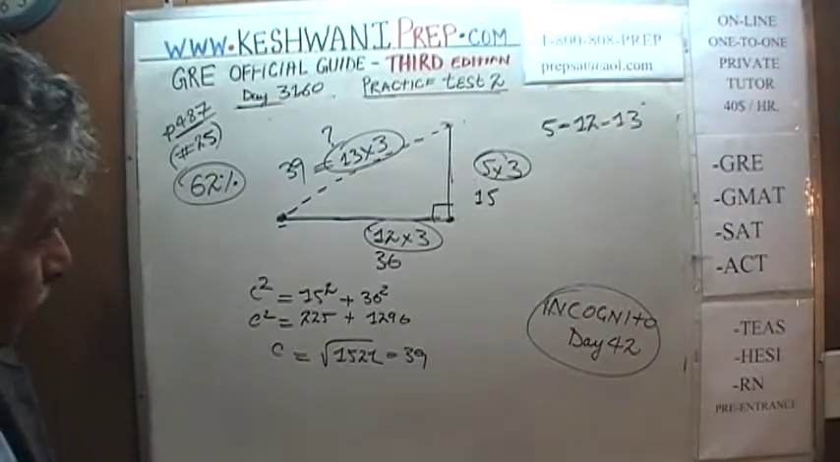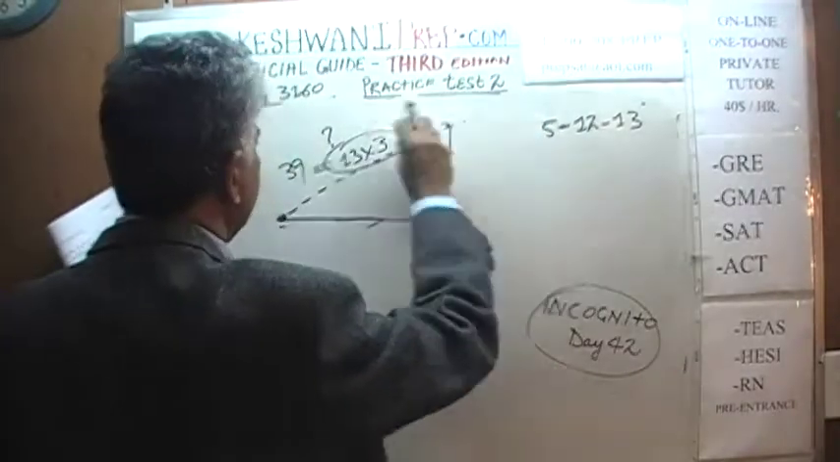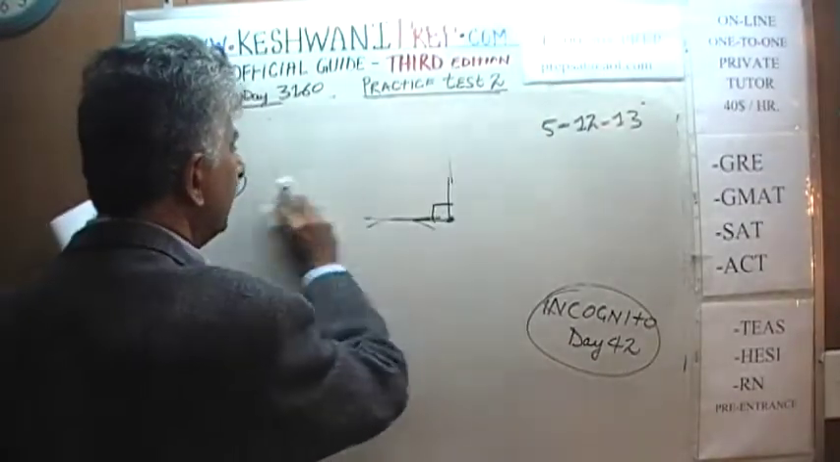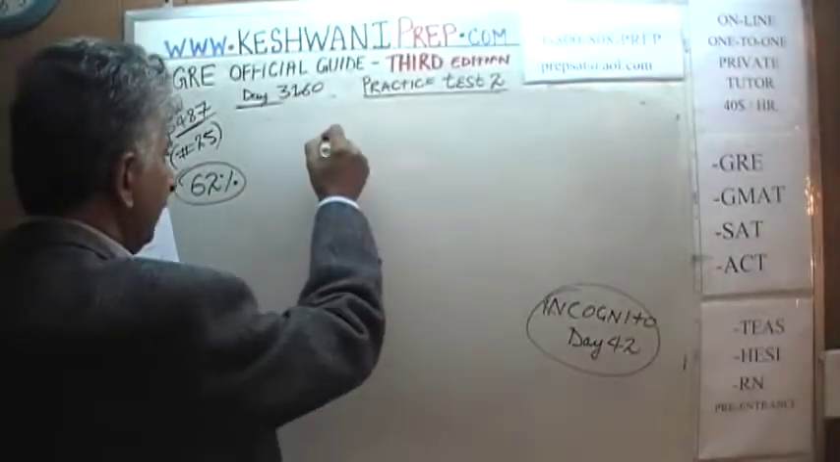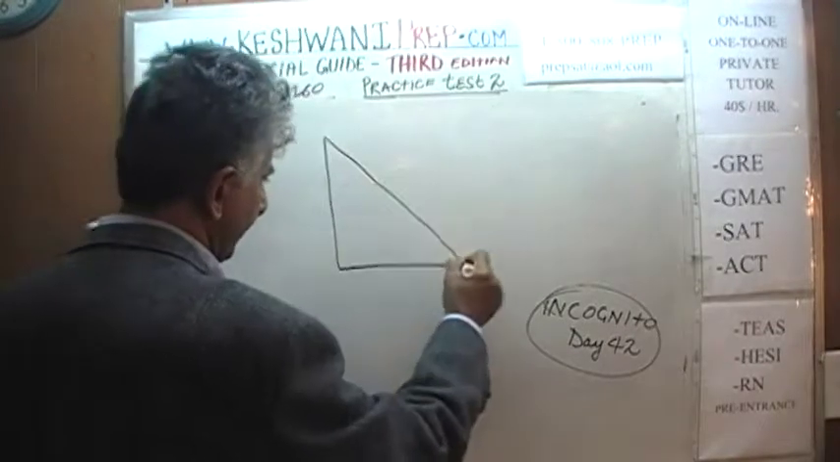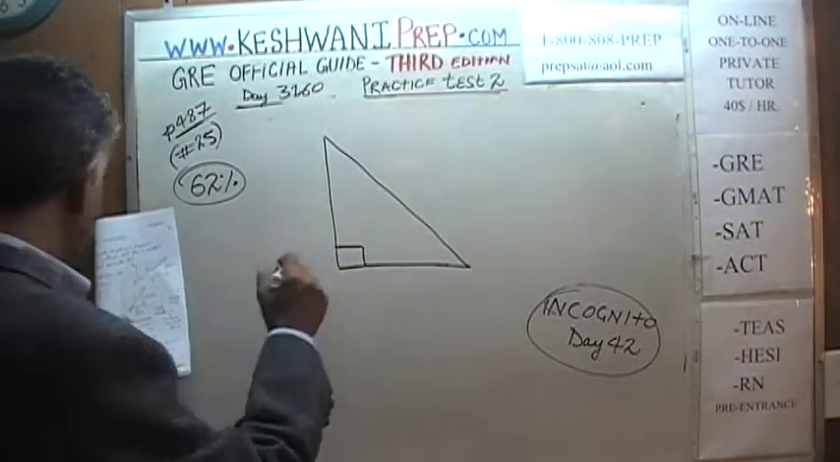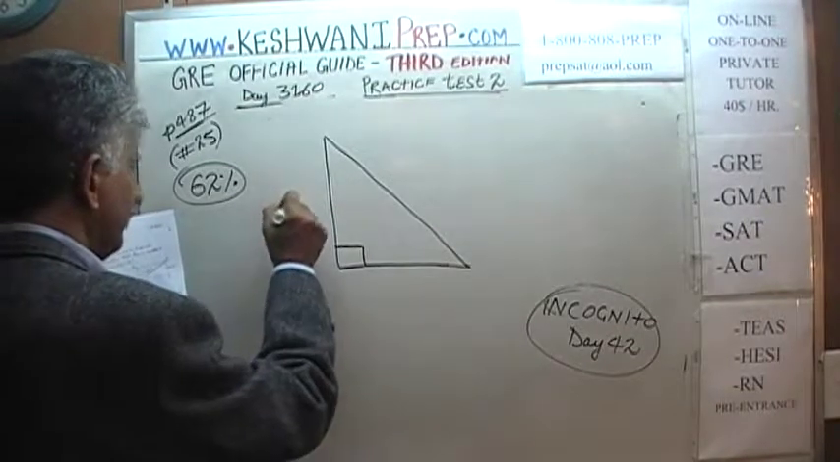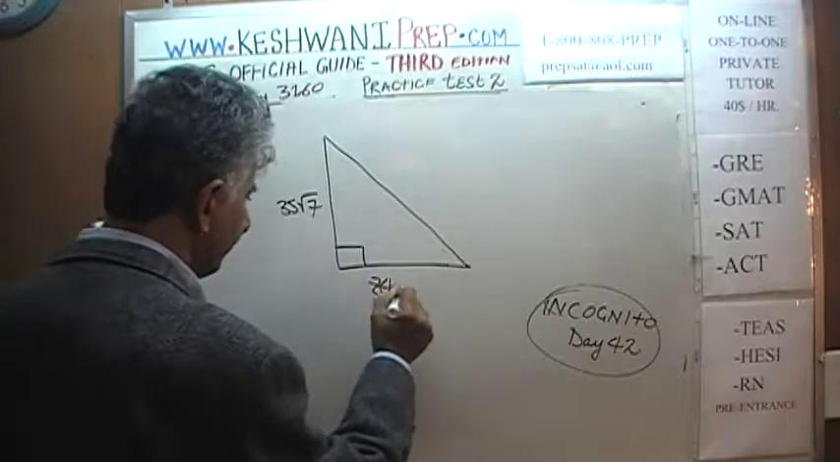Do you understand? Let's do one more. One last one, and then we'll call it the end. So you're given a triangle. We are told that it is a right angle triangle. The problem tells us it's a right angle triangle. And how does it tell us? Because there is a symbol here. The question is, what is the missing side, if this side happens to be 35 times root 7, and this side happens to be 84 times root 7?